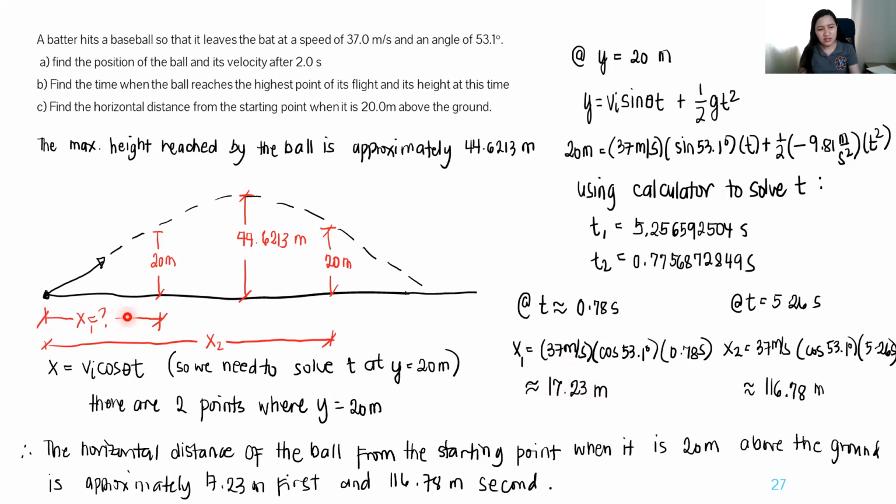So that is the distance. Or at 5.26, it's now 116.78 meters horizontally from its launching position, from the starting point.